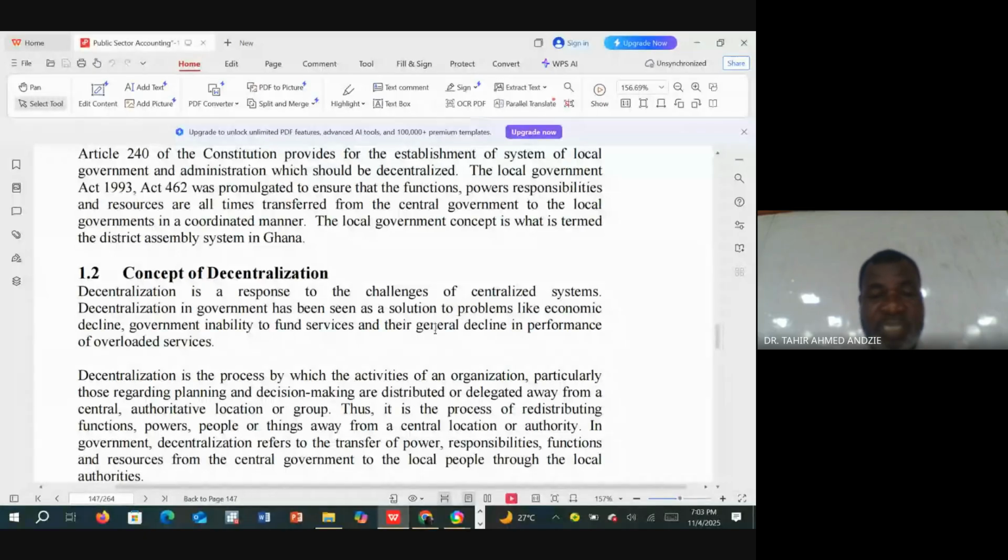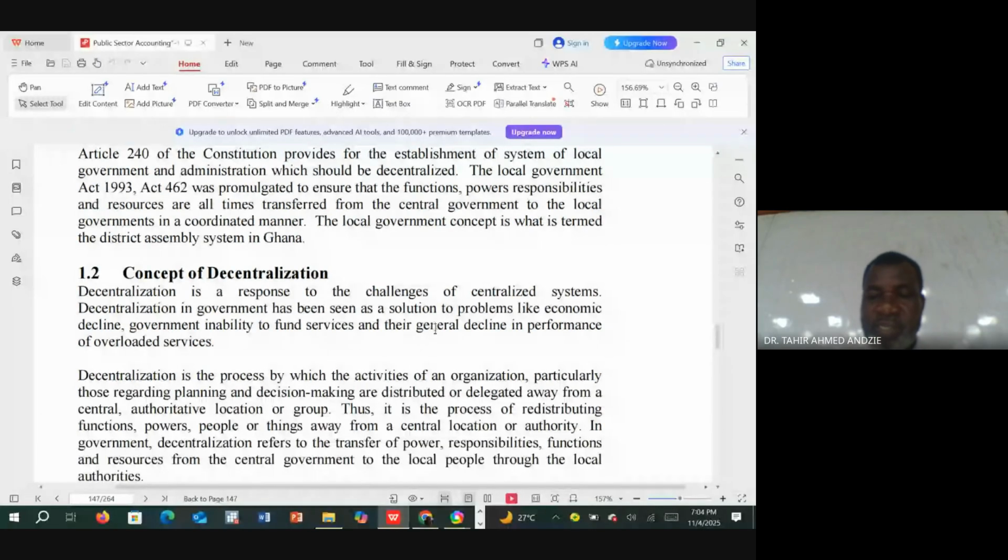But of course, each type of administration has its own advantages and disadvantages. Okay, so we are saying that there are challenges with the central system, where the local needs might not be known by the central administration, and therefore there is a need to give power and responsibility to the local people to see the local need.